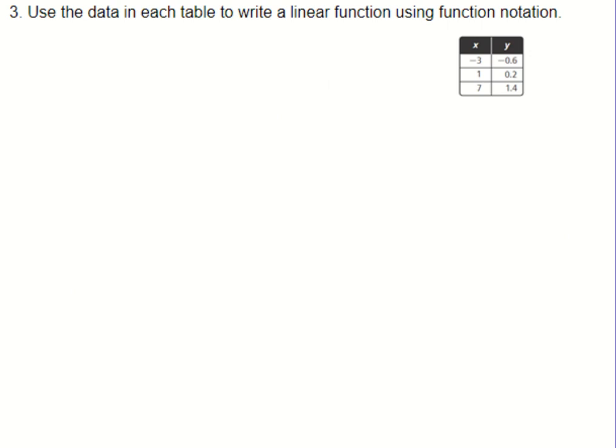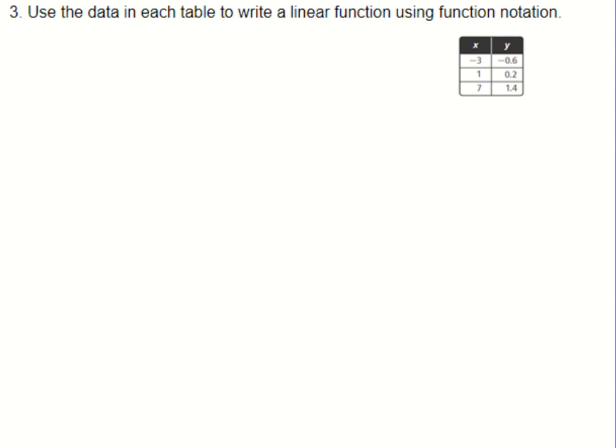All right, so it says use the data in each table to write a linear function using function notation. So again, we need to find the slope and the y-intercept. So I'm going to have you guys pause. It would be a really good idea for you to try this one on your own and see if you can get the slope and y-intercept and determine if you can write it in function notation. Once you feel like you have, you are welcome to unpause and see how it went.